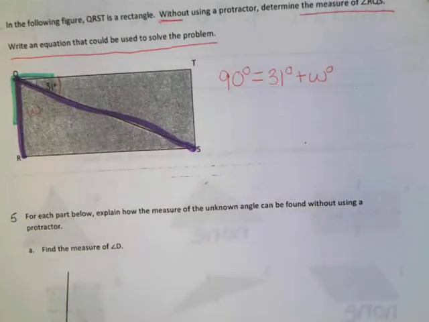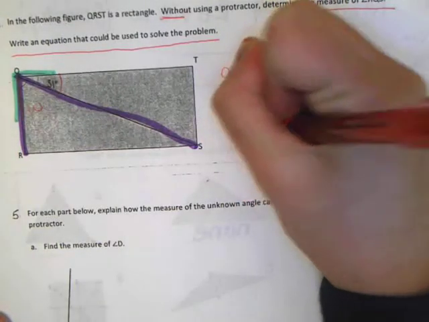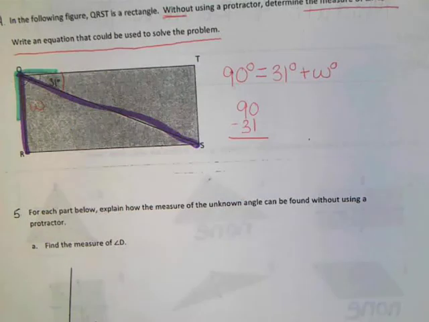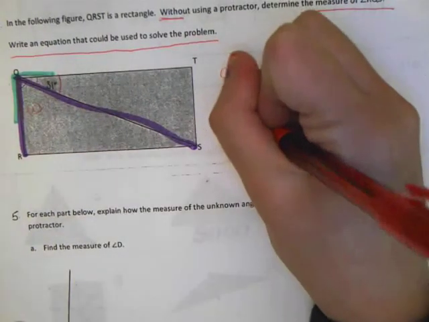And I always have to do the opposite of addition. If I'm missing something, I'm going to do the opposite of addition to solve it. So I'm going to do 90, and then I'm going to subtract 31. If you didn't get that far, why don't you just pause the video here, and solve this, and then come back and see if you get the same answer as me. All right, so 90 take away 31.